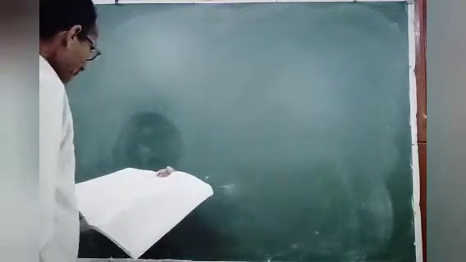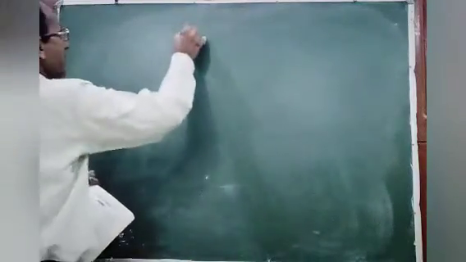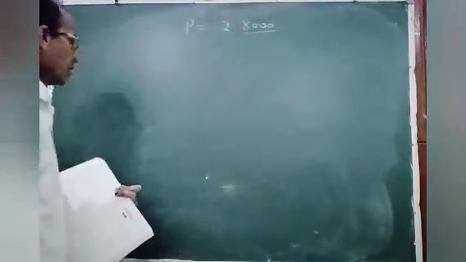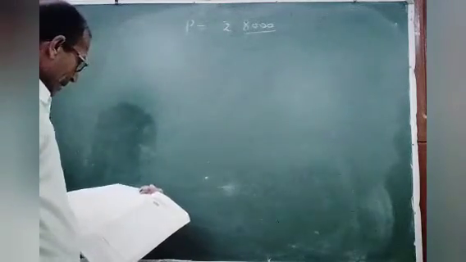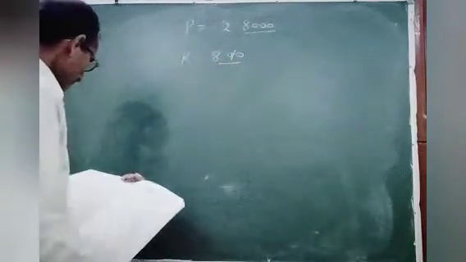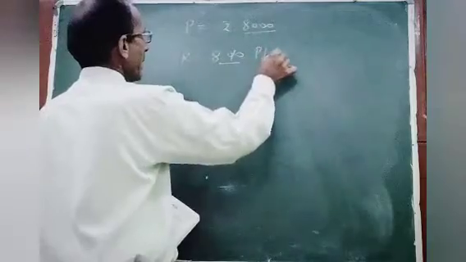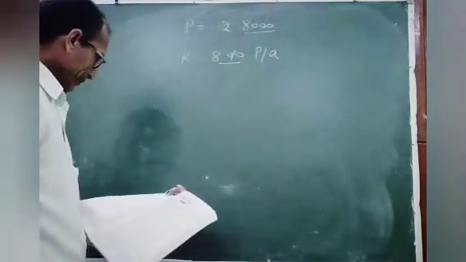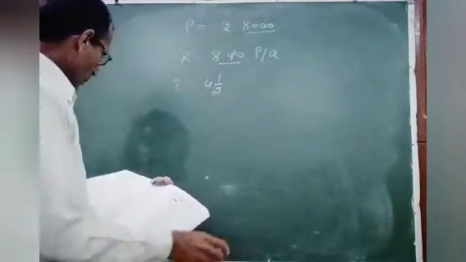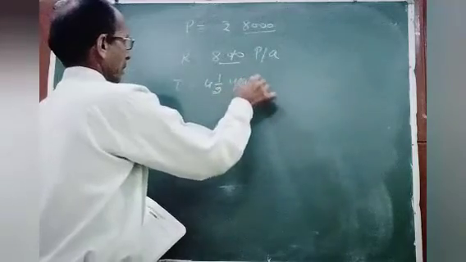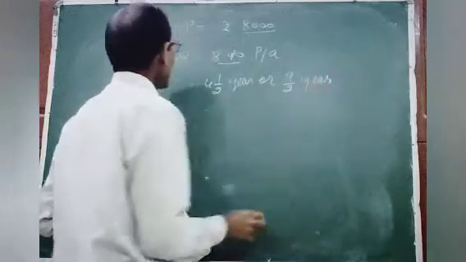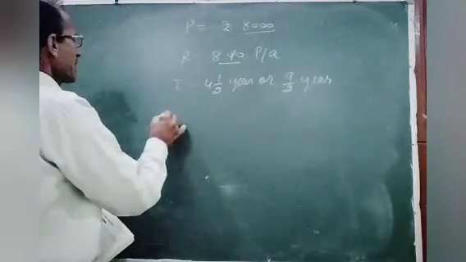Second part, a man borrowed rupees 8,000. It means principal is rupees 8,000. P stands for principal. Principal 8,000. Rate is 8%. R is 8% per annum. Per annum means per year. Time is 4 into 1 by 2 years, or 9 by 2 years. So first find out simple interest.